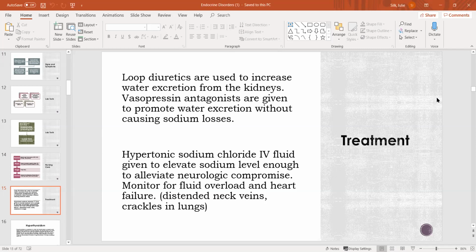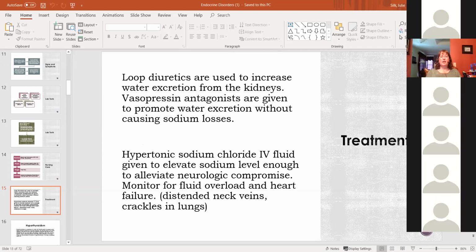All right, so let's see what we remember about this. Okay, Olivia Mooney, what stands out to you about SIADH? Could you repeat that? Sorry. What do you remember about SIADH after we just talked about it? What do you remember?